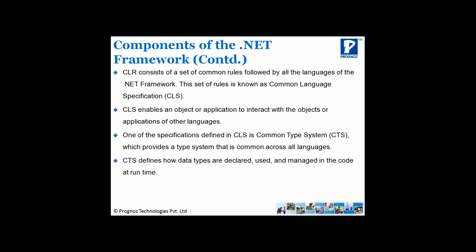Ultimately, both are going to reserve a memory block for an integer. So if I want interoperability, they should drill down to some common type, and the memory requirement, the rules and regulations, everything should be the same. That rule is defined by the common type system. The common type system speaks about the type hierarchy, meaning how much memory should be allowed for an integer, a double, and the common data types that are supported by all the programming languages. If we write the code targeting CTS, then we can have it language interoperable. CTS defines how data types are declared, used, and managed in the code at runtime.